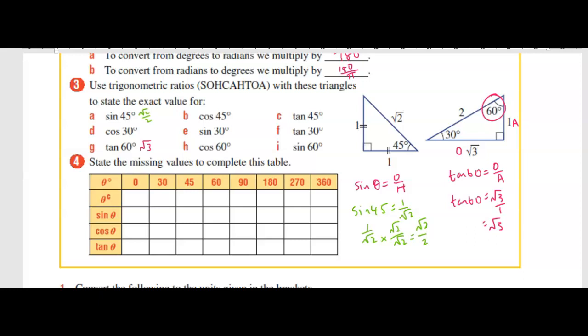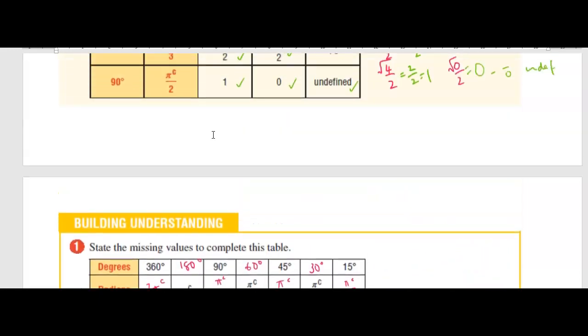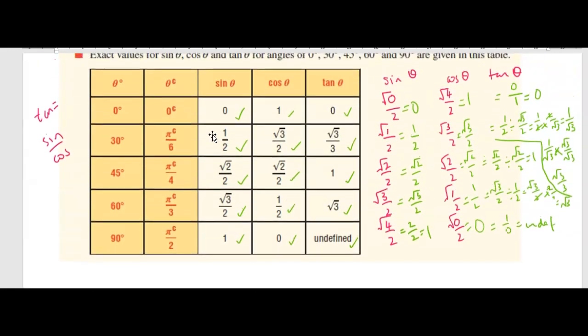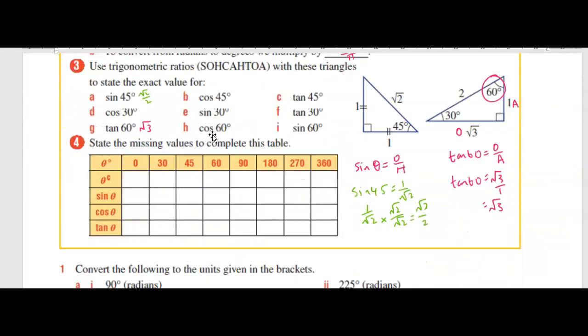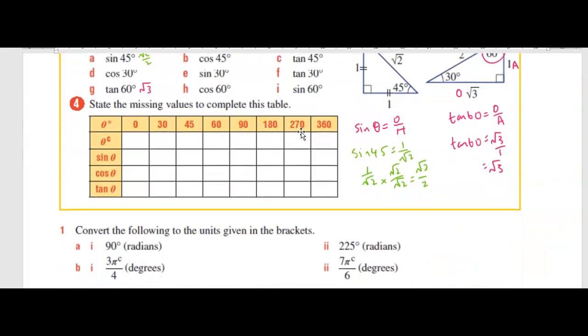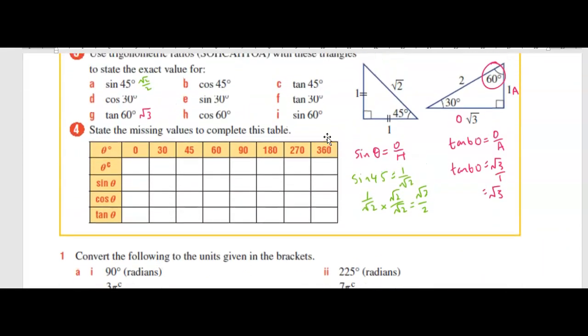All right, so see if you can finish the rest of number 3. The answers are in your textbook. All right, lastly, with this table, it's quite similar to what we did here. Let's see if we can remember. The only difference is we've added in 180, 270, and 360. I'll show you how to do that in a second.